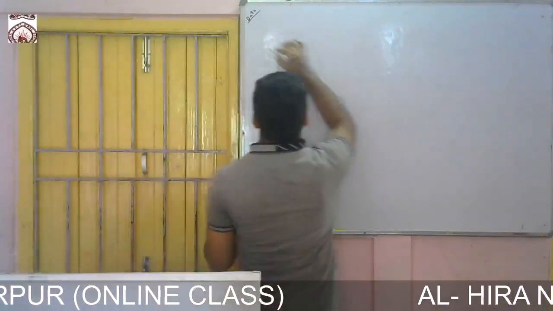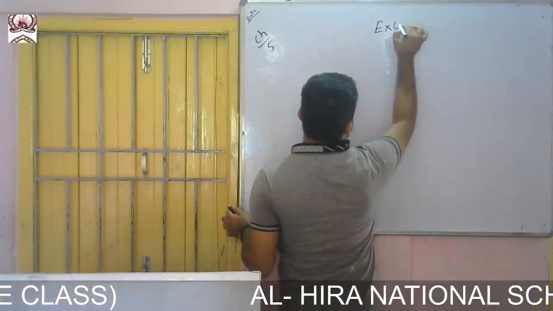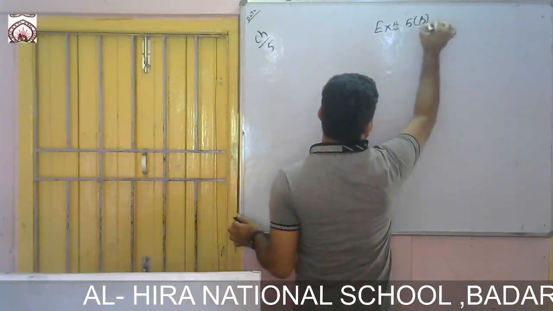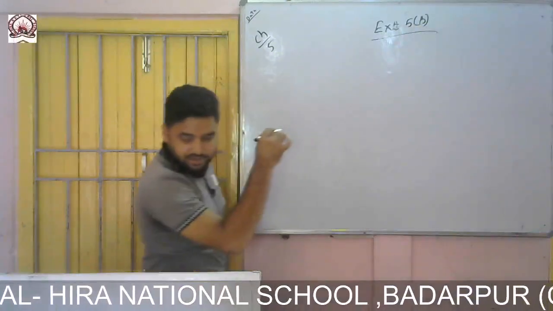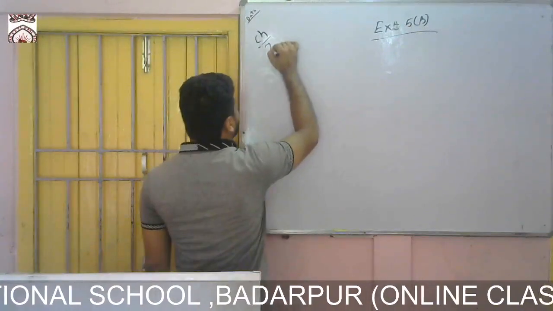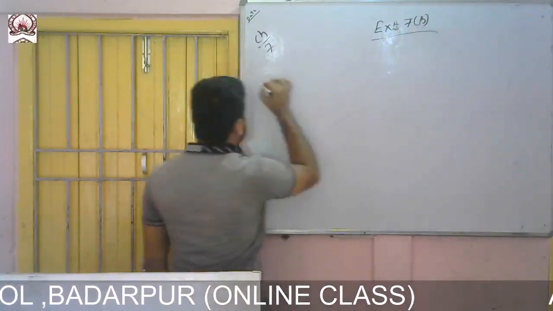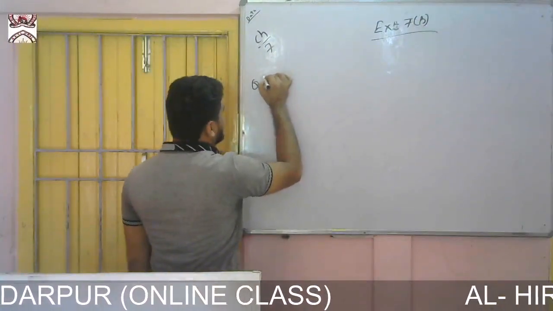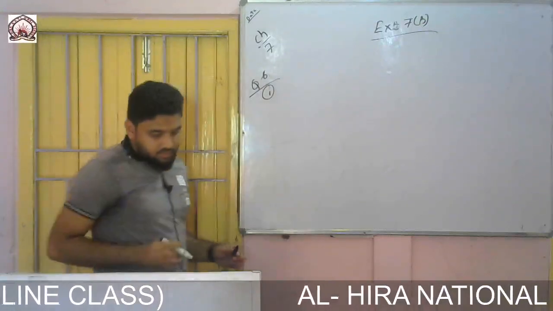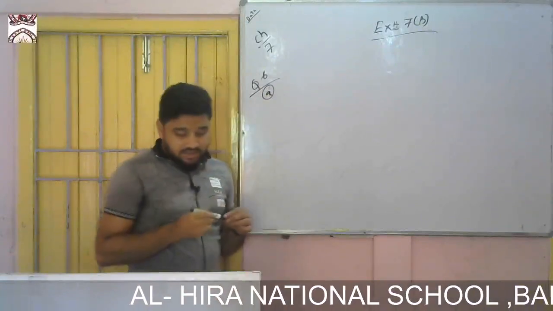Chapter 7, exercise 7b, question number 6. Okay, 6a. So 6a, what is there?